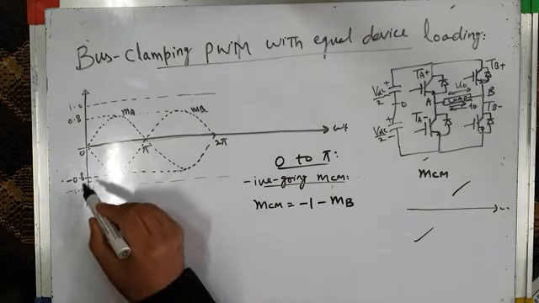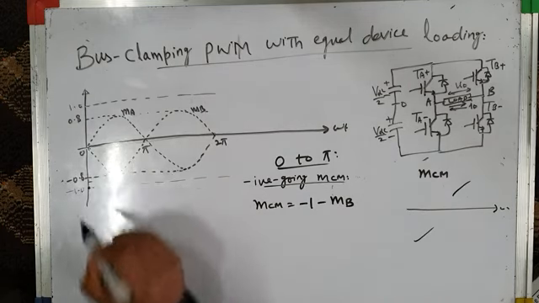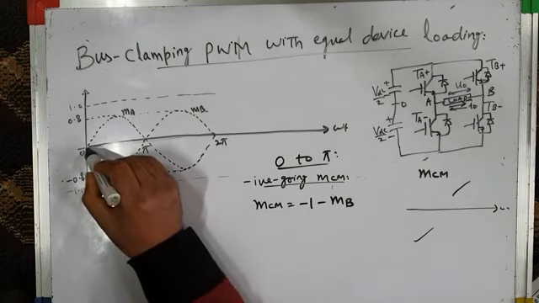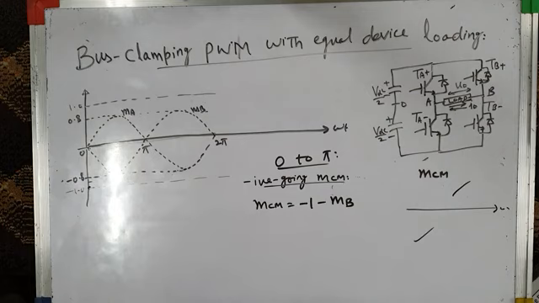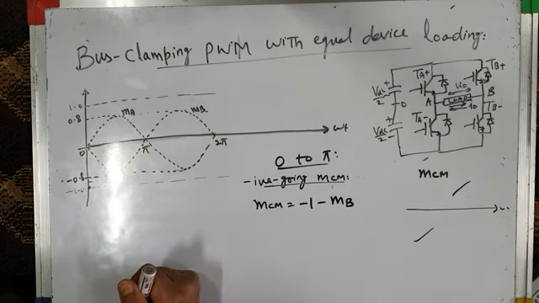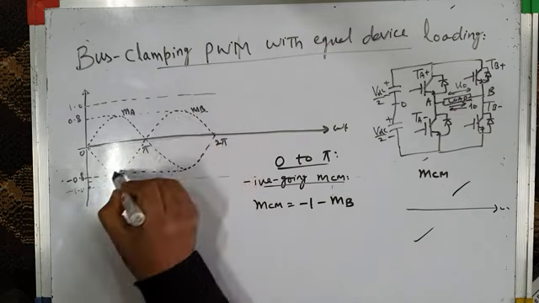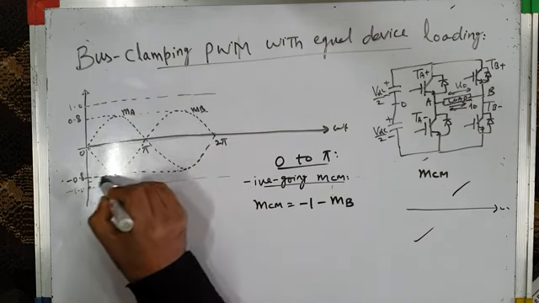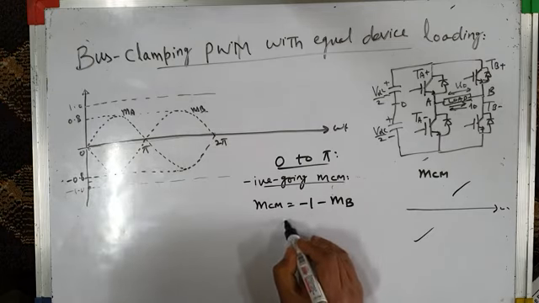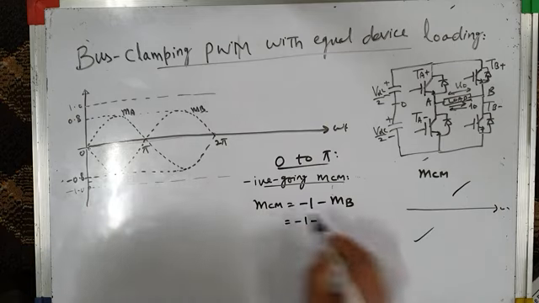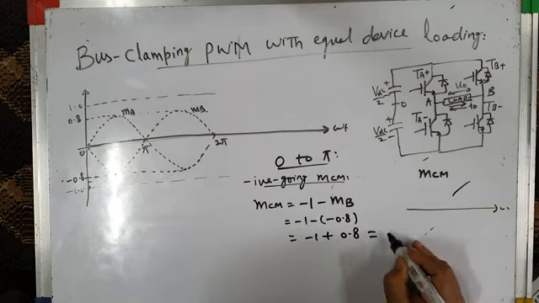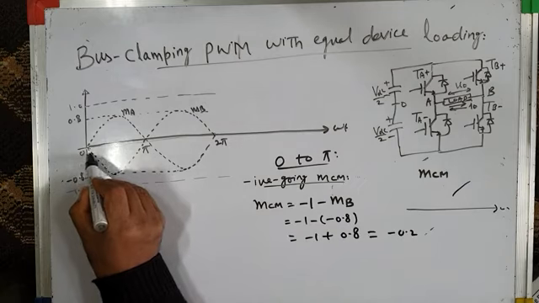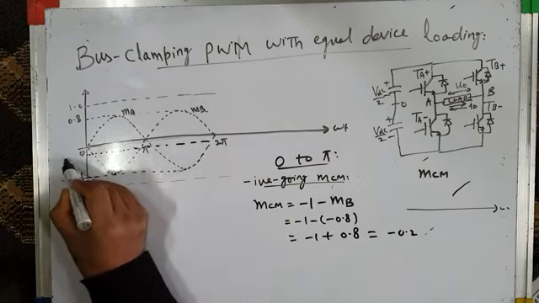Now let us start from here. This is minus 1. As per this formula, it is minus 1 minus MB. What is MB here? 0. So minus 1 minus MB is minus 1 minus 0, so it will start from here. Then as you move ahead, it will increase like this. At the peak of the actual modulating wave MB, which is minus 0.8, what will minus 1 minus MB be? MB at the peak is minus 0.8, so minus 1 minus into minus is plus 0.8. That is minus 0.2. This is the minus 0.2 line.